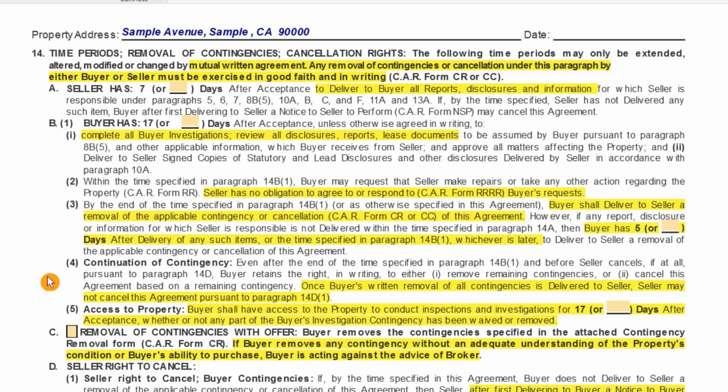Continuation of contingency. Even after the end of the time specified in the paragraph above and before the seller cancels, if they do, the buyer retains the right in writing to either remove the remaining contingencies or cancel the agreement on a remaining contingency. And once the buyer's written removal of all contingencies is delivered, the seller may not cancel this agreement pursuant to paragraph 14d(1) below.